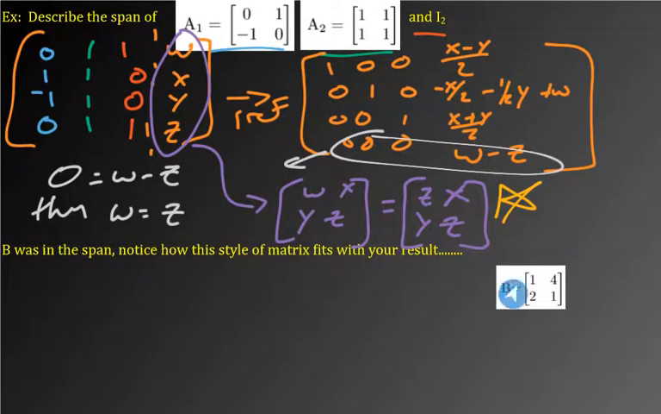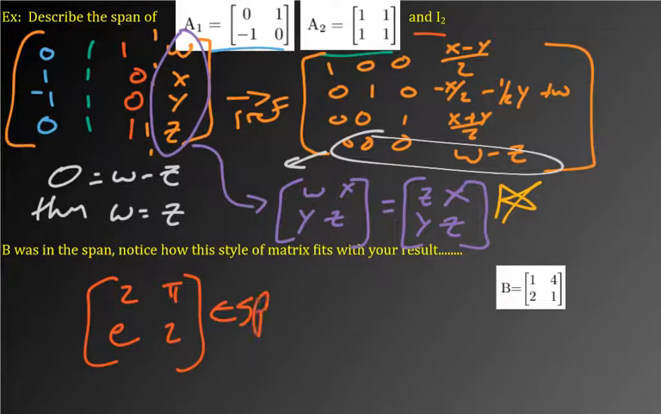And down here, this makes sense with our last problem, because I asked is 1, 4, 2, 1 in the span of these. And since the ones match up on the diagonal, it is, right? But there's all sorts of matrices that are. Like if you do 2, pi, e, and 2, that's in the span. I'll just leave it at that. That's an element of the span of these matrices.